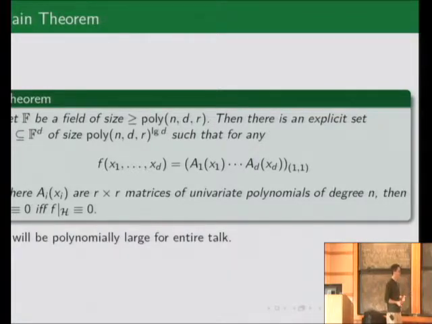Throughout this talk, the field will be polynomially large. I'll just stop saying that. So H is the hitting set. Yes, so this is black box polynomial identity testing, quasi-polynomial-time.